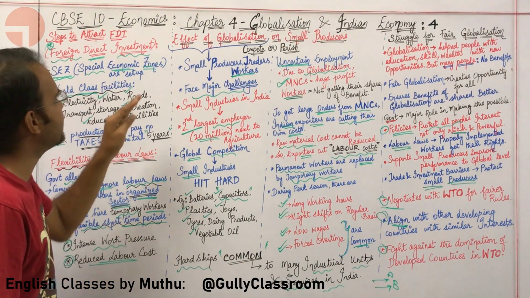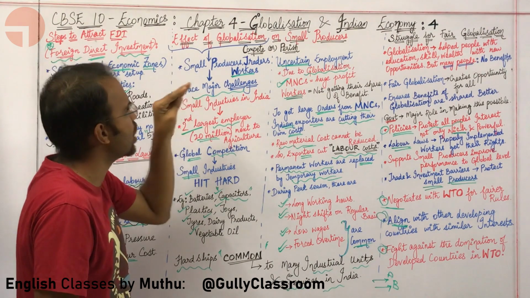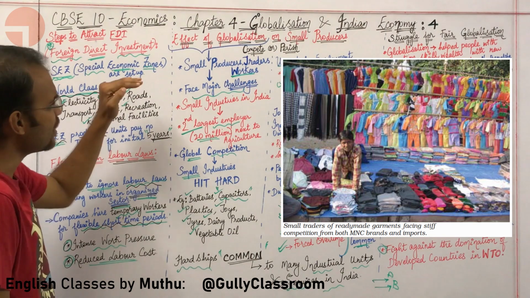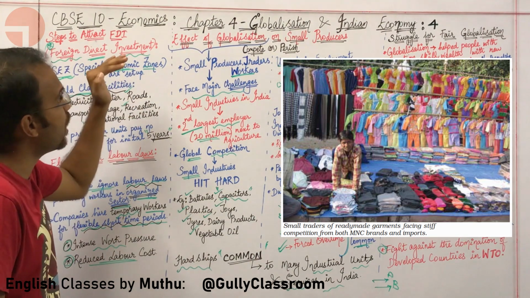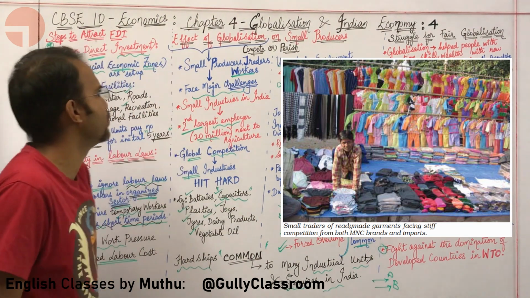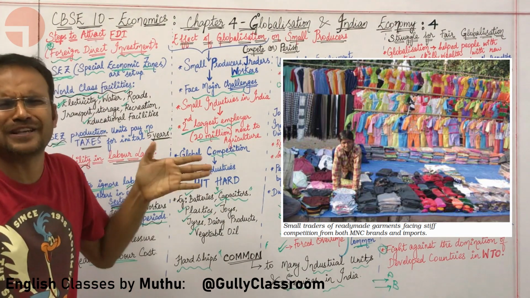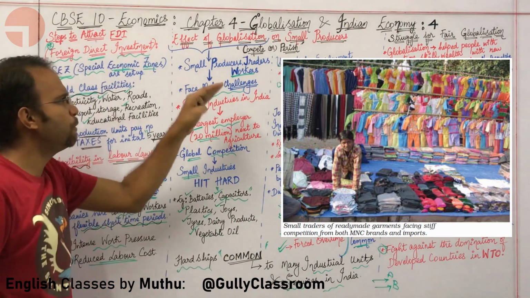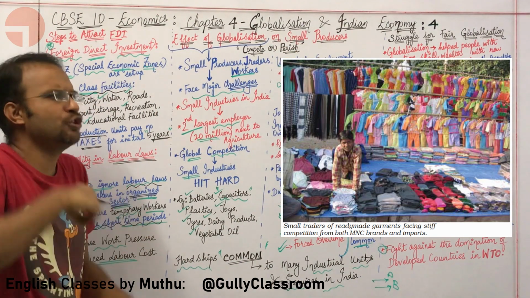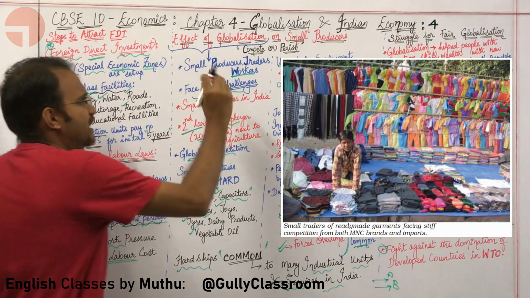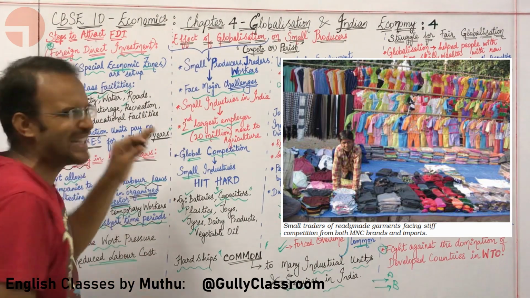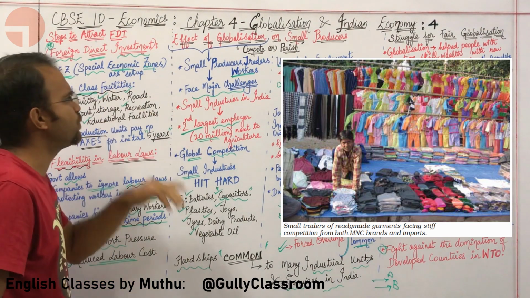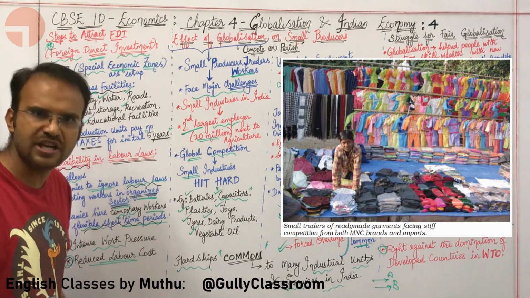Okay, sir. What is the effect of globalization on small producers? Small producers are suffering under globalization. It is do or die, compete or perish. Either you are going to compete with the MNCs or you are literally going to perish. That is the condition of small producers with respect to globalization. Small producers, traders and workers are facing major challenges.